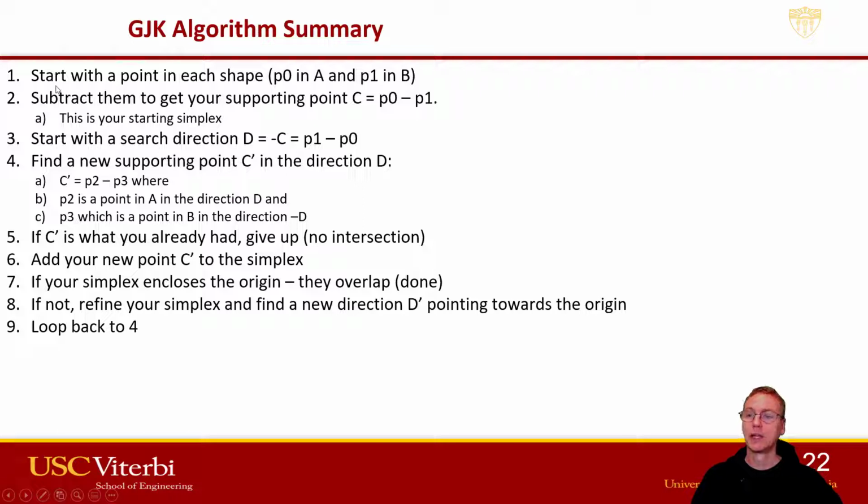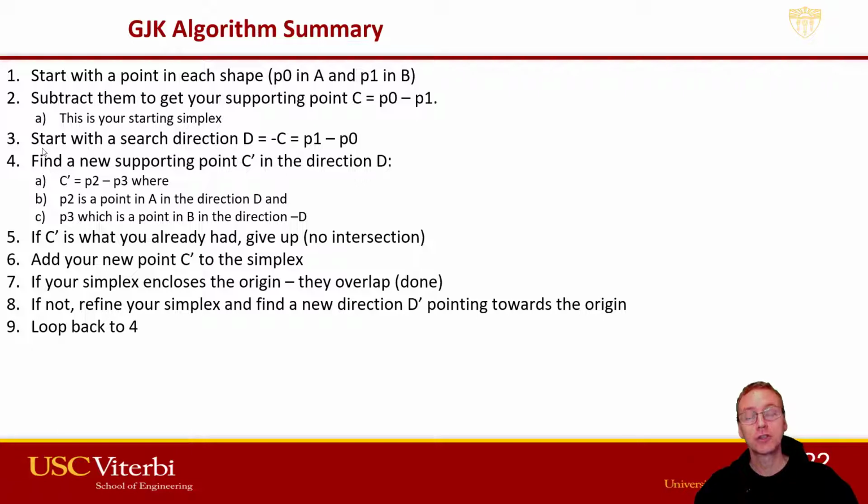Here it is. Start with an initial guess. We'll just say P0 in A and P1 in B. Some point that's guaranteed to be on the surface of each shape. Next, subtract those 2 points. P0 minus P1 gives us a point in Minkowski space C. This is your starting simplex. Just have a 0 simplex now.